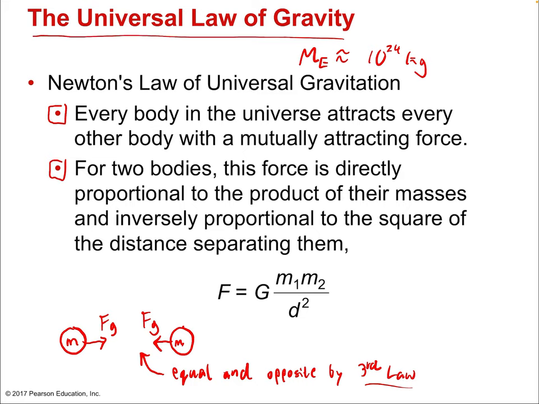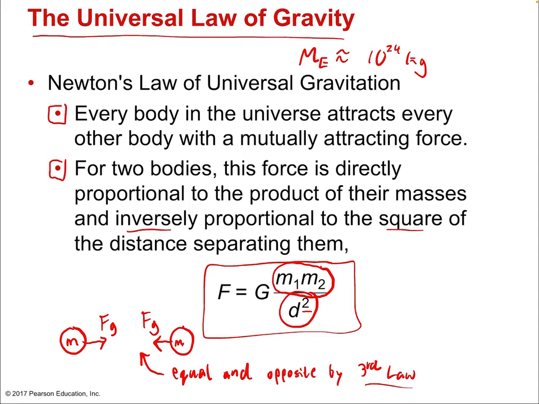So for two bodies, this force is directly proportional, and we talked a lot about proportionality, so please review that term, to the product of their masses, the two masses that are attracted to each other, and inversely proportional to the square of the distance separating them. What that sentence is doing is putting this equation into sentence form. We see the direct proportionality to the product of the two masses, M1 and M2. They need not be the same; M1 doesn't have to equal M2. D is the distance between them. The fact that it's squared is why we say it's the square, and the fact that it's in the denominator is why we say it's inverse. And D is the distance between the masses, like this.